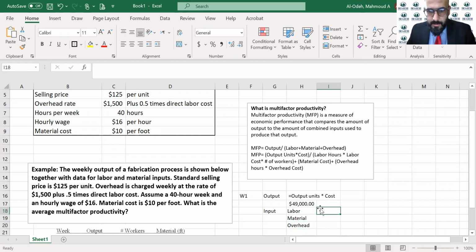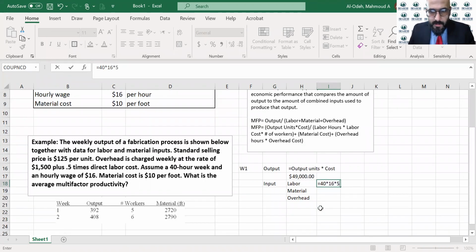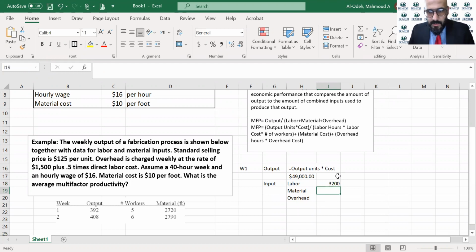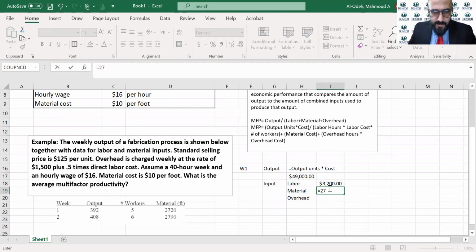The labor for week 1, we have 40 hours per week, and we pay $16 per hour. And also what we have here, we have 5 workers. So this is what we pay for the workers, for the labor. Now let's do the material. The material would be 2720 times the cost per foot, which is $10.